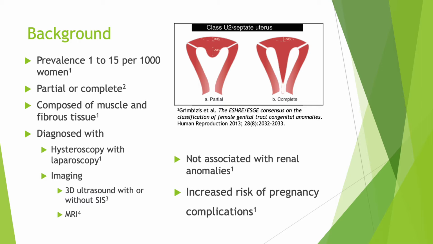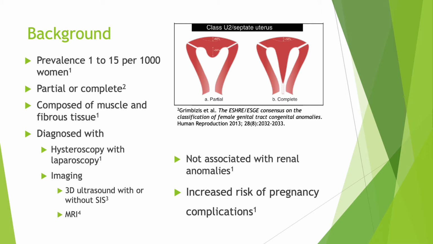The gold standard of diagnosis of uterine septum requires hysteroscopy with simultaneous laparoscopy. They can be diagnosed on imaging using three-dimensional ultrasound with saline infusion sonography. This technique has a sensitivity of 100% and specificity of 100%. Alternatives for diagnosis include three-dimensional ultrasound alone and magnetic resonance imaging.